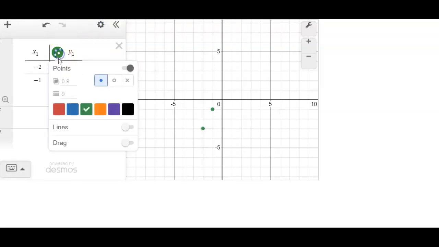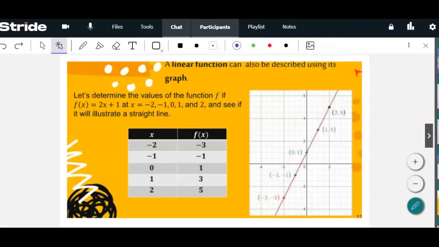Maybe it's this one. There we go. Sorry. So I just clicked and held on this to get where it says line. And you can put the rest of the points, and then you can see that it does form that linear line. So just remember the calculator.